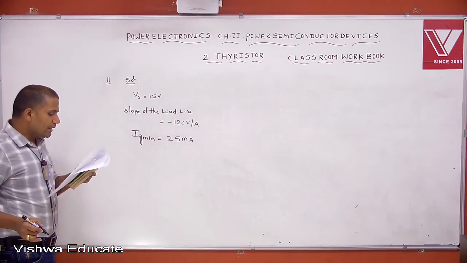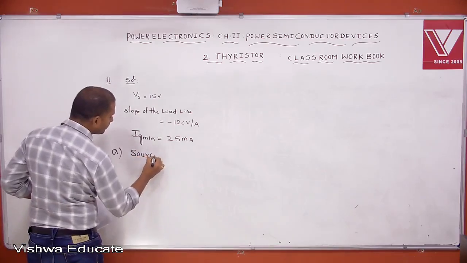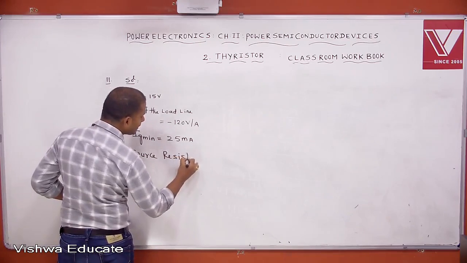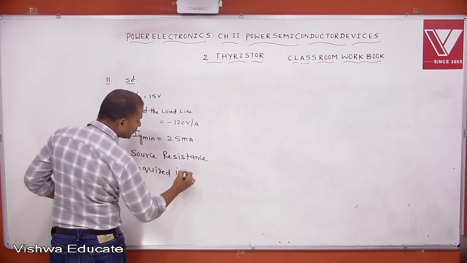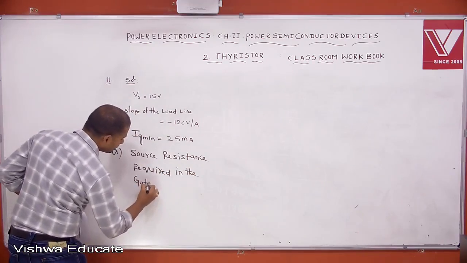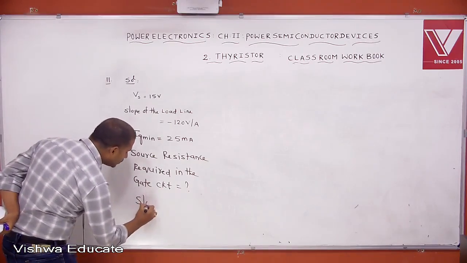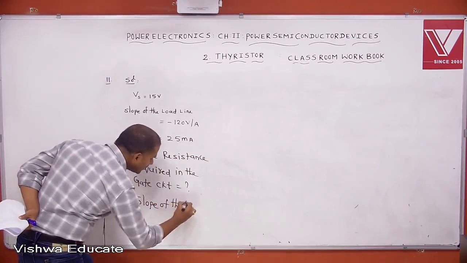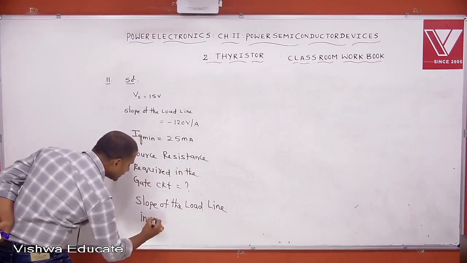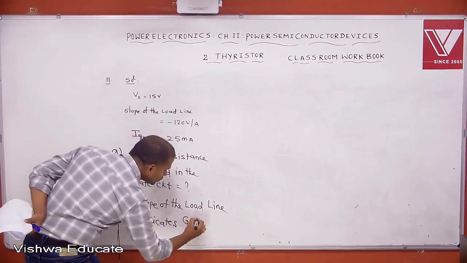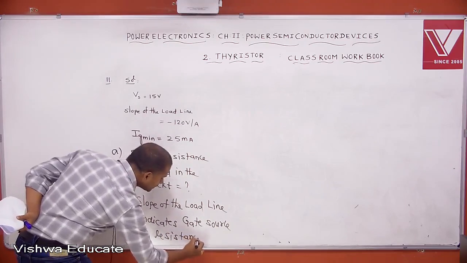First one is A: the source resistance required in the gate circuit. We know that the slope of the load line in the gate characteristics indicates the gate source resistance. Slope of the load line indicates gate source resistance.